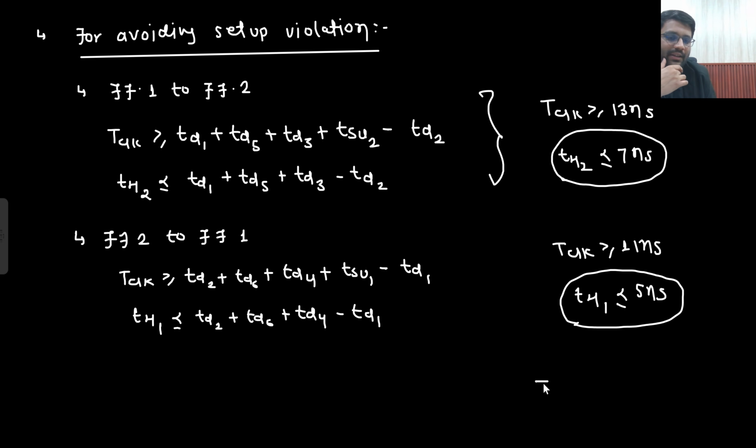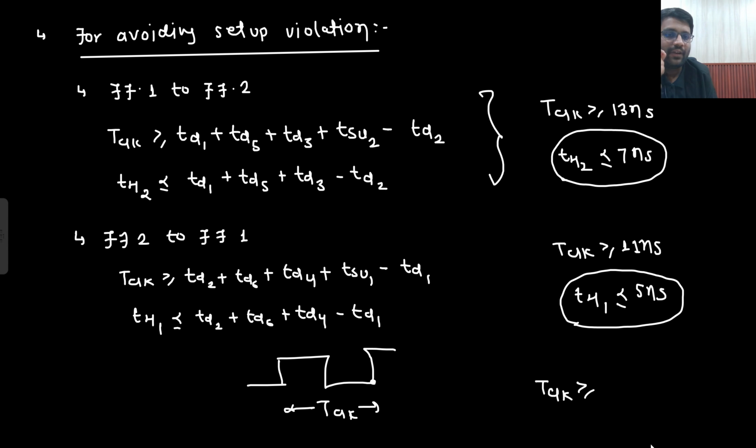Now the question would be that, sir, eventually what kind of clock you need to pick? Let's just say this is my clock. So what should be the time T clock here? What should be the T clock here? So what will be your answer? One guy is saying that it should be greater than 13 nanosecond. One guy is saying that it should be greater than 11 nanosecond. So what should be the answer?